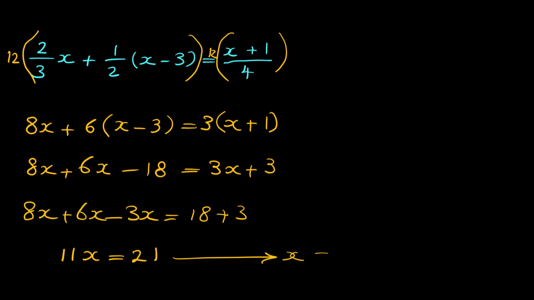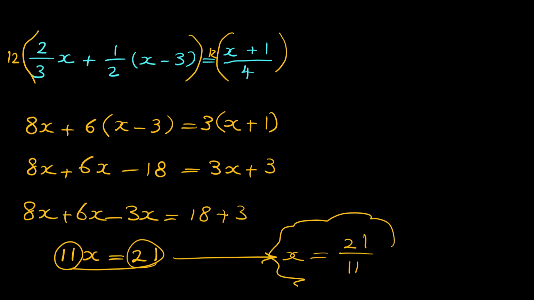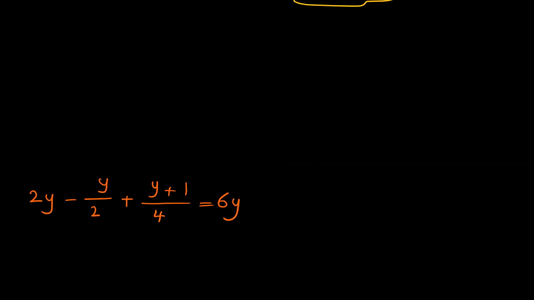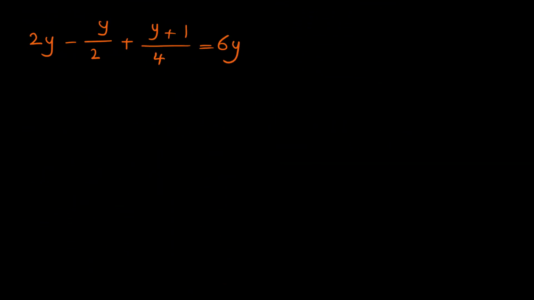From this equation, x is this over that, 21 over 11. And this is the solution of this complicated equation. Now look at this example. 2y minus y over 2 plus y plus 1 over 4 equals 6y. The name of the variable is not x, it is y, but it doesn't matter at all.